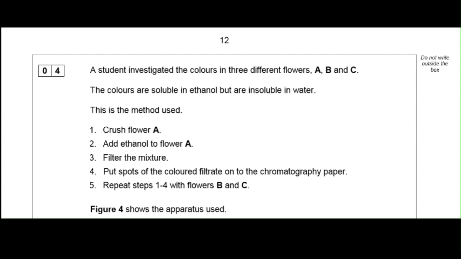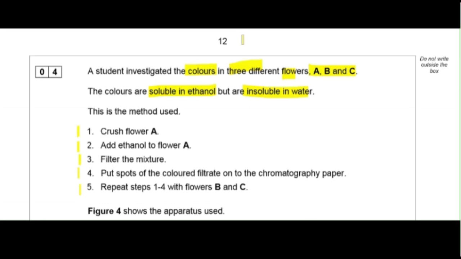Question 4. A student investigated the colours in 3 different flowers, A, B and C. The colours are soluble in ethanol but are insoluble in water. This is the method used. And you can see the steps there, 5 steps. You can read those yourselves. You're crushing, adding ethanol, filter.